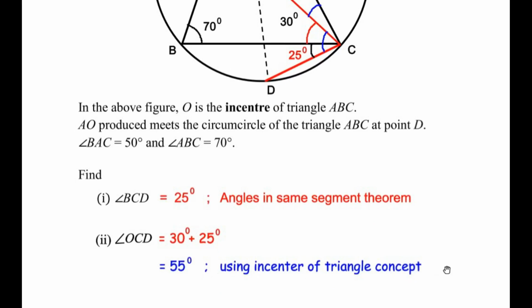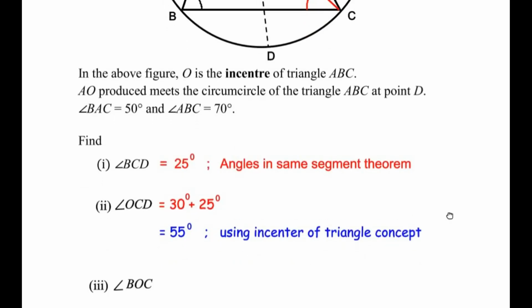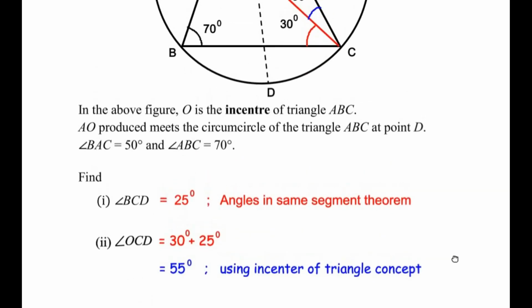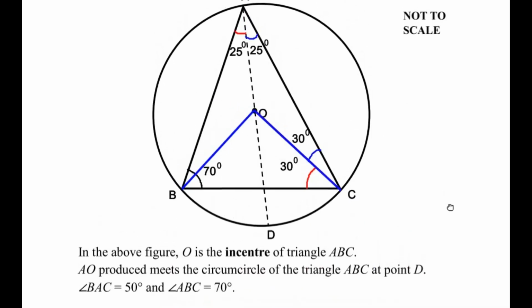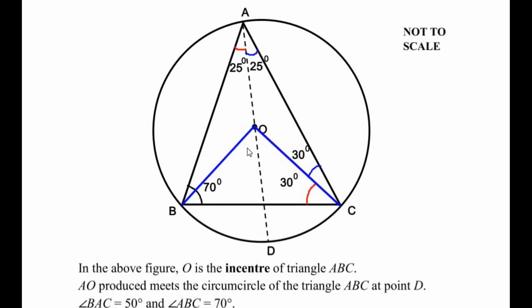Now let us find out the last missing angle, which is angle BOC. So let me highlight that. So this is the angle we need to find, that is angle BOC. Now using the incenter of triangle concept again, we can easily say that BO is acting as an angle bisector of angle B. So the angle B gets divided into two equal halves, that is 35 and 35.